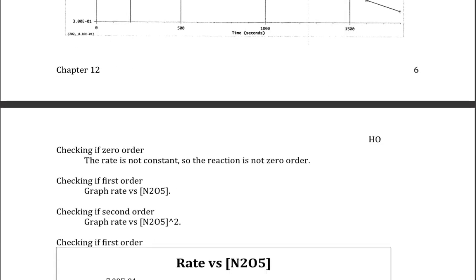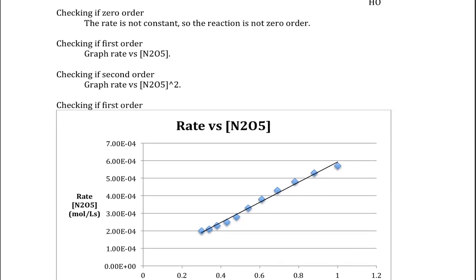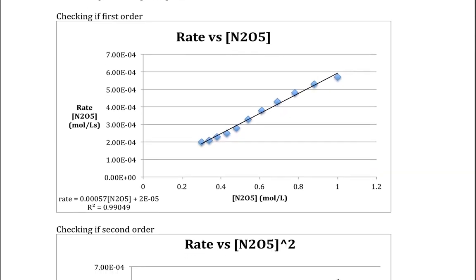Alrighty, so we know it's not 0 order because the rate's not constant. So now we'll check if it's first order by looking at the rate versus N2O5, and we'll check if second order by looking at rate versus N2O5 squared. Whichever gives better linear data is going to indicate which one it is.